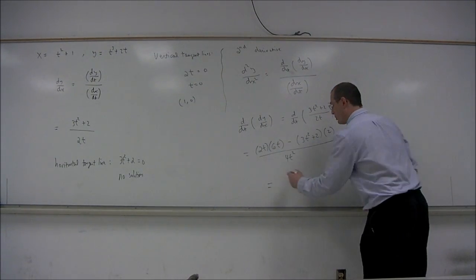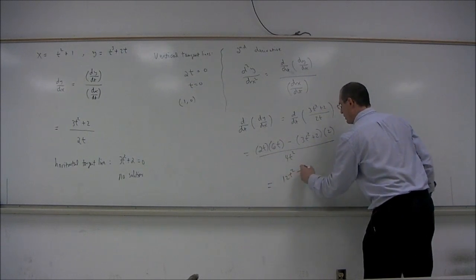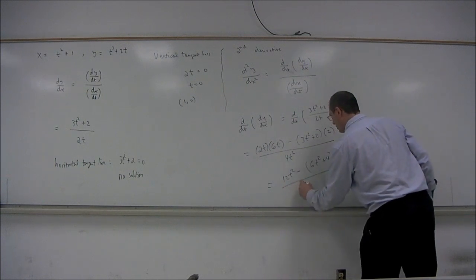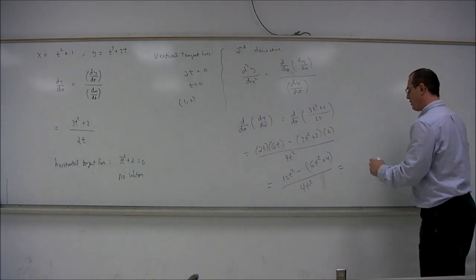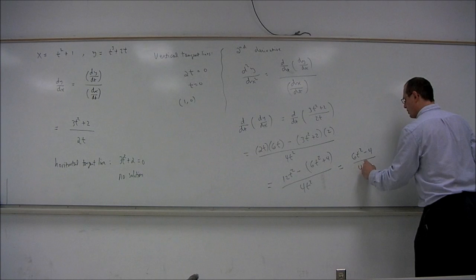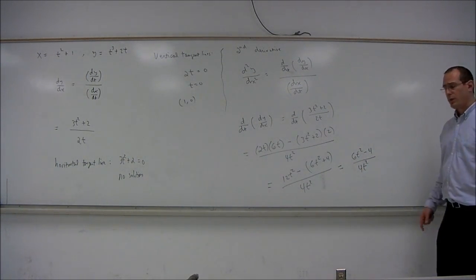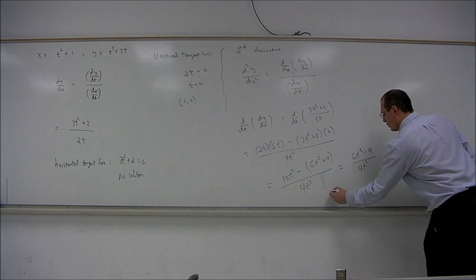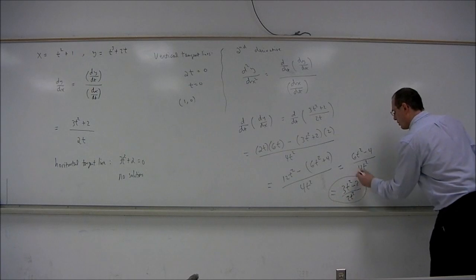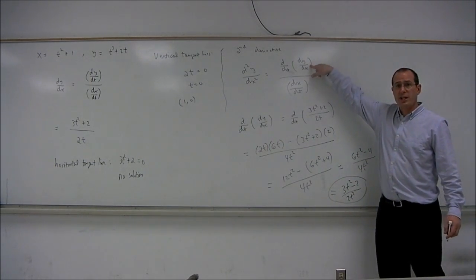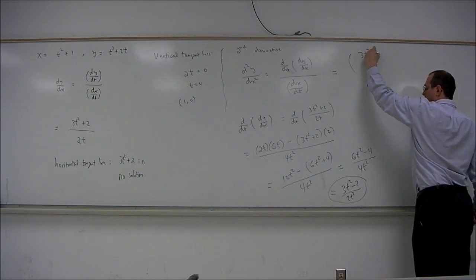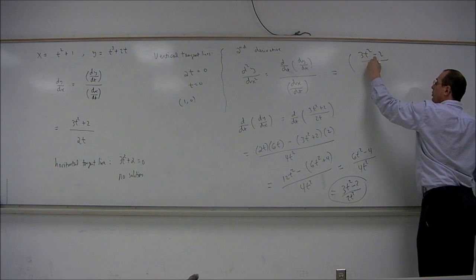This is 12t squared minus (6t squared plus 4) over 4t squared. So the numerator is 6t squared minus 4, and the denominator is 4t squared. And now we can factor out a 2 in the numerator and cancel that. So this is (3t squared minus 2) divided by 2t squared. So that's the numerator of our second derivative.